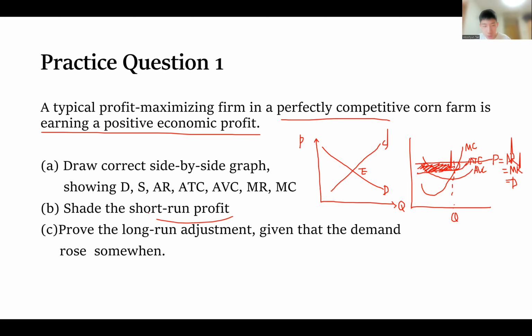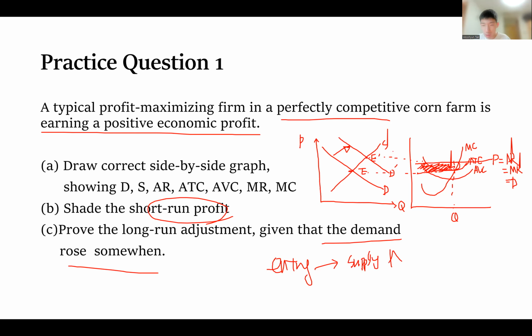So this shade is the short-term profit. Then let's just assume that demand rose, so they are earning profit. This is the case when the demand rose, right? Then, because many firms notice that, wow, this industry can make us more benefit, there is entry to the market. Entry is the keyword. More firms will enter the market, therefore supply will increase. Therefore, this is the new equilibrium, so the equilibrium moves from this point, right?